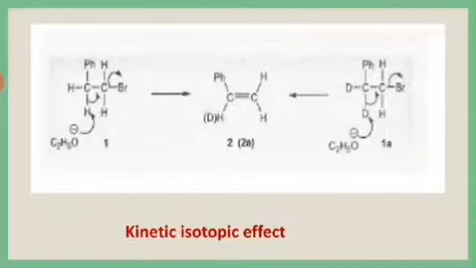So, for example, the reaction of phenyl ethyl bromide with sodium ethoxide is 6 to 7 times faster than its deuterated counterpart, providing evidence that is consistent with an E2 mechanism. Okay, understood?